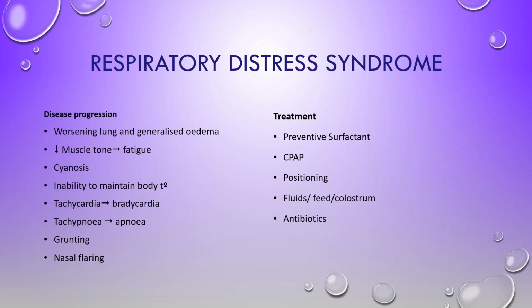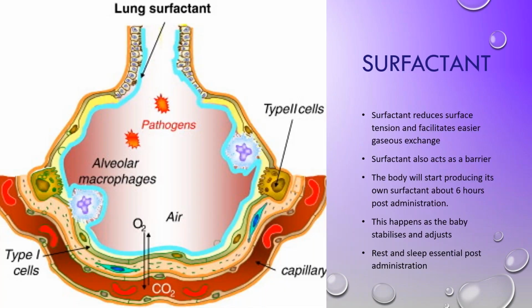Grunting and nasal flaring. So how do we prevent RDS? We now talk about preventative surfactant and not rescue surfactant. And we can start CPAP. Positioning is quite important. Fluids, feeding and colostrum are important. And we will do a septic screen and give antibiotics. Antibiotics are debatable, but most doctors do give antibiotics.